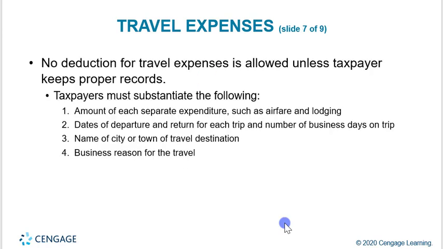So no deduction for travel expenses is allowed unless the taxpayer keeps proper records. And so taxpayers must substantiate the following: the amount of each separate expenditure, such as airfare and lodging, the dates of departure and return for each trip, the number of business days on the trip, the name of the city or town or travel destination, and the business reason for the travel.